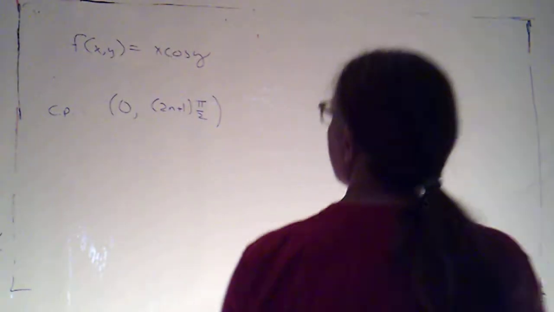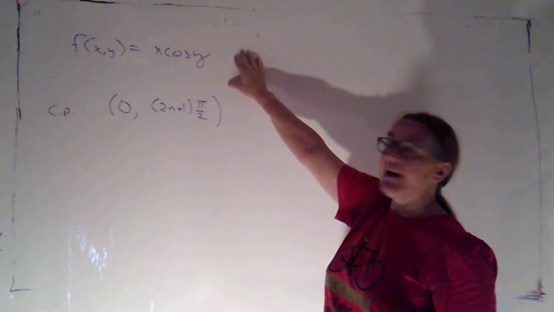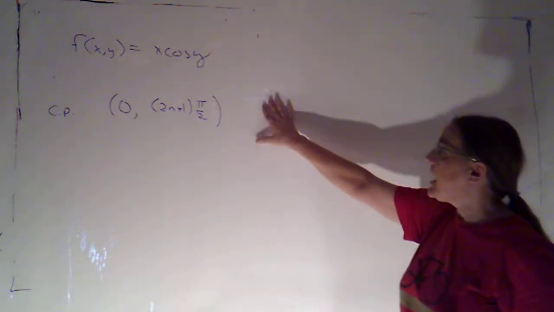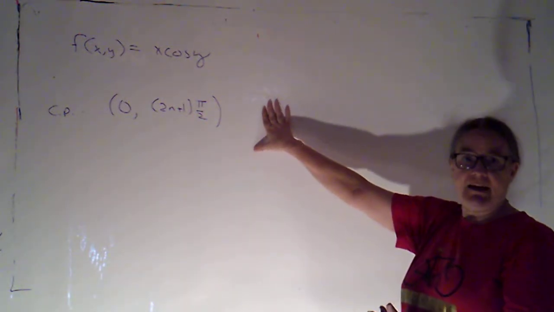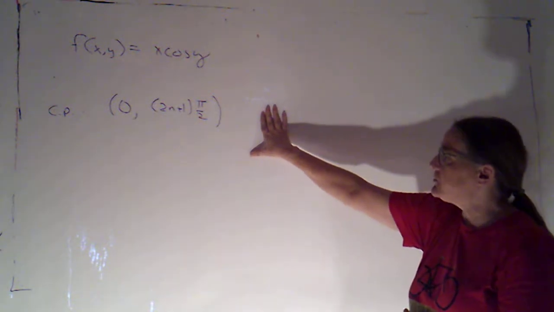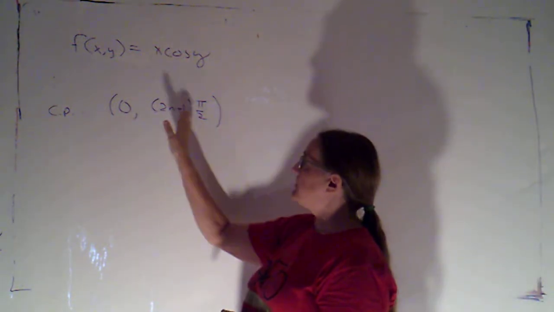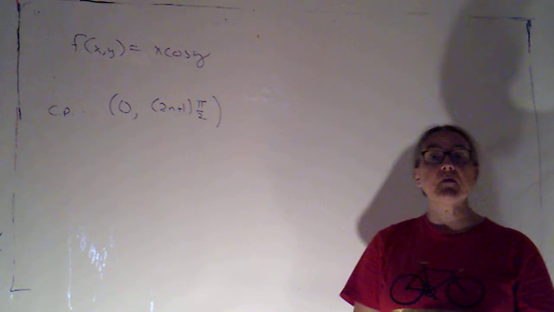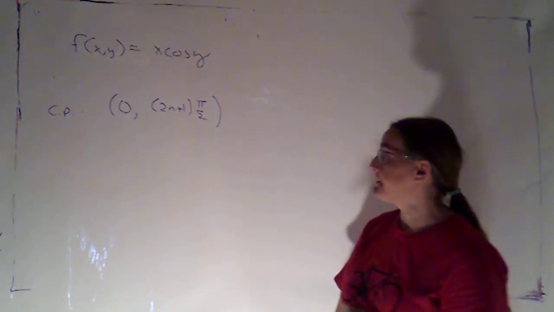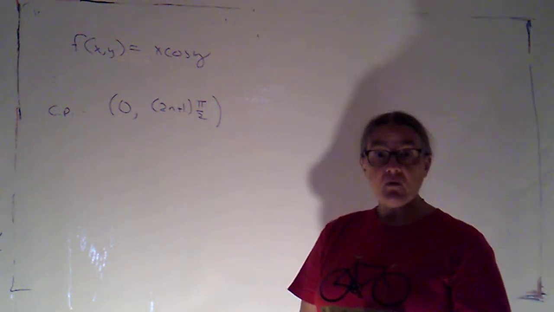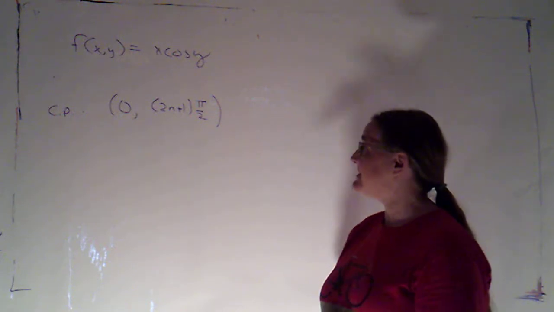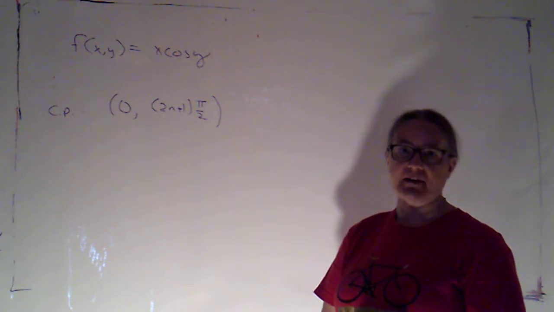In an earlier video, we looked at this function, f of x y equals x cosine y, and we determined that it had infinitely many critical points. For all of those critical points, the x value was 0, and the y value was just some odd multiple of pi over 2. What I want to do now that we have our second derivative test is to try to classify those points.